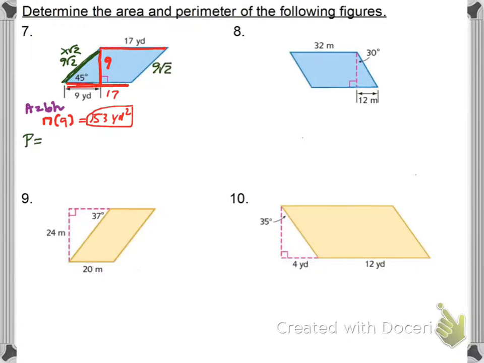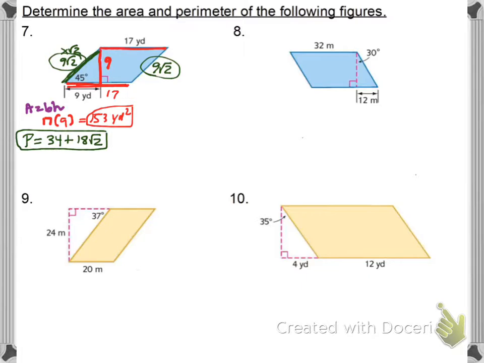So the perimeter, I'm going to do 17 plus 17, which is 34. And then 9 root 2 plus 9 root 2 is 18 root 2. You cannot add those together like this. If we want to keep it as accurate as possible, as exact as possible, you leave it. If we ask for the decimal, then type it in.